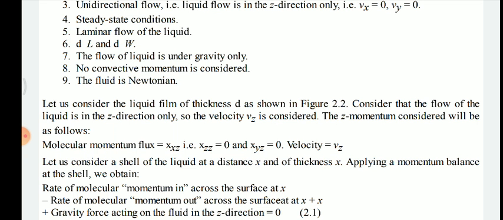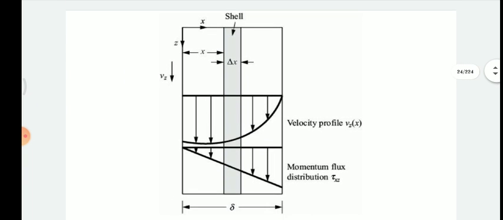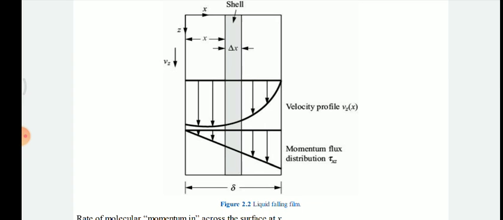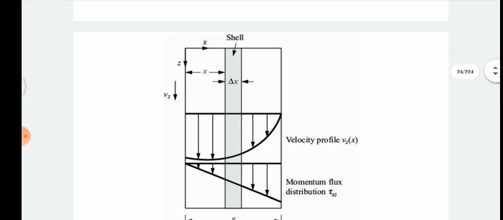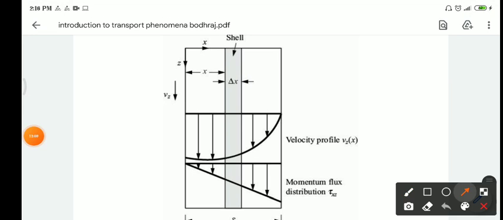Now let us consider the liquid film of thickness D. The film thickness is D, shown in figure 2.2. The next figure is given here. Here are the X, Y and Z directions, and the fluid is flowing in the Z direction only. Here the velocity profile is given. We can see the VZ direction here, here is the X direction and here is the Z direction. So the velocity is VZ.